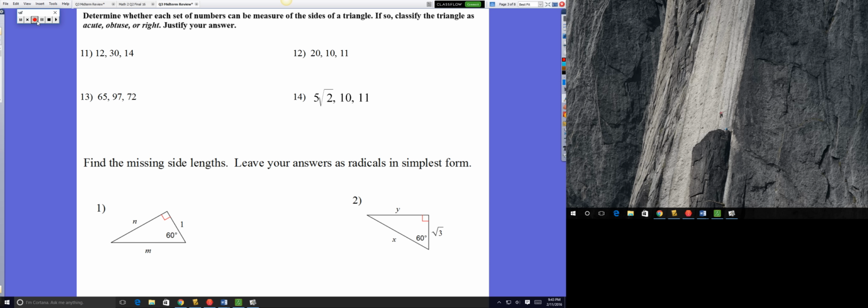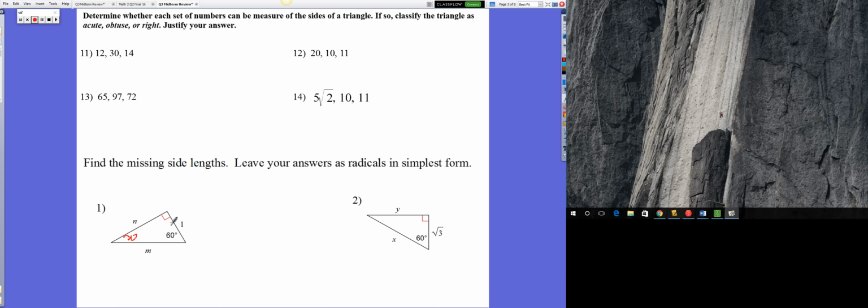Okay, now we move into special triangles. Special triangles are going to be 30, 60, 90, or 45, 45, 90. Draw the rest of the picture. 30, 60, 90 comes from an equilateral triangle. So number one, 30, 60, 90. 30, 60, 90 is half of an equilateral.